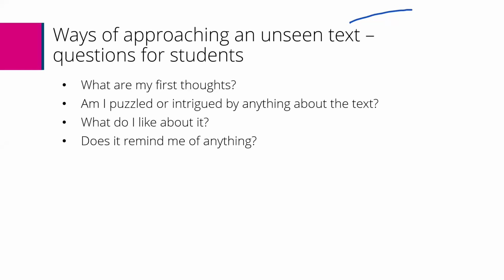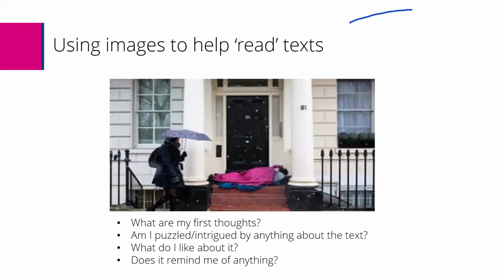So we're thinking about using images now to help read text, to help us interpret text. So we're going to look at an image. We've got those 4 questions at the bottom. And I'm just going to mute for a moment and get you to have a go at this. So what are your first thoughts? Are you puzzled, intrigued? What do you like? You're reading the image. So just give it a go and pop your ideas into the chat.